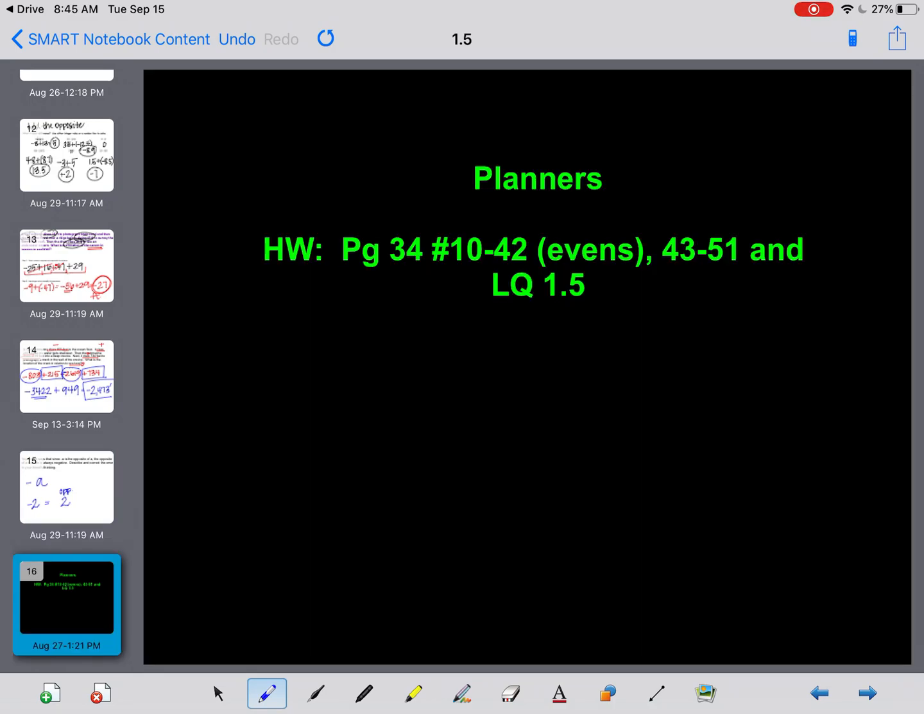Okay, if you have questions, make sure that you find me. Email, Google Classroom, whatever you've got to do. But this is your assignment, page 34, numbers 10 through 42 evens, numbers 43 through 51 all, and then your lesson.